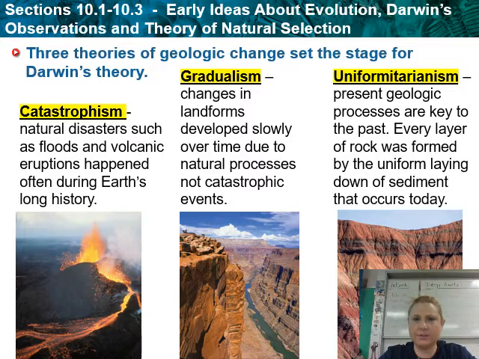We have gradualism. Changes in landforms develop slowly over time due to natural processes, not catastrophic events. Well, maybe, yeah, this can be true, like the Grand Canyon and things like that. And then uniformitarianism, which says present geological processes are keys to the past. So as we look at layers of rock, every layer of rock was formed by laying down of sediments that occur today. And so you have this sedimentation.